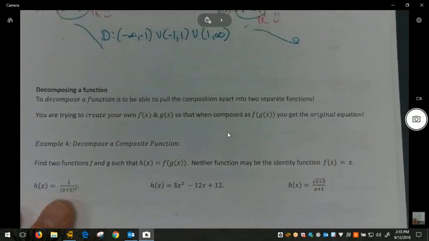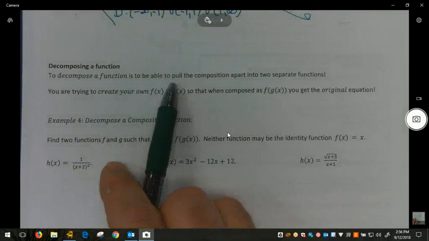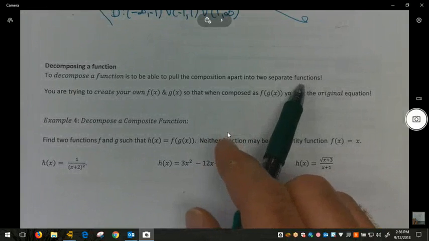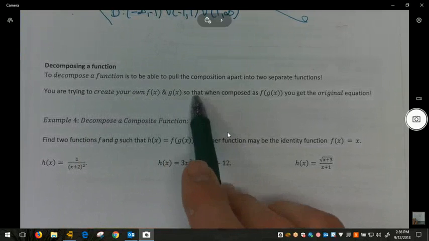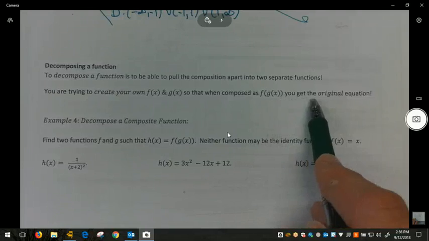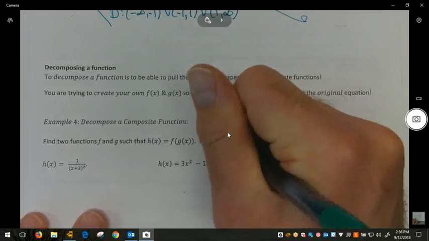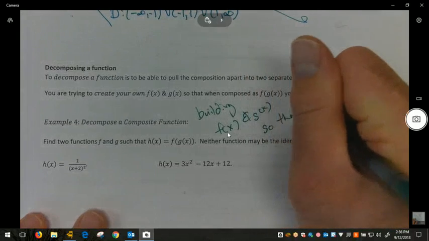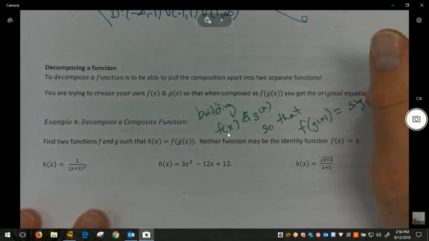So we did an exploration with this, which hopefully set most of you up so that you should be pretty good so far to understand it a little bit. To decompose a function is to be able to pull the composition apart into two separate functions. These functions need to be figured out so that when you're trying to create your own f of x and g of x, when it is composed as f of g of x, you would get the original equation. So you are figuring out f of x and g of x so that f of g of x equals the single equation you were given.